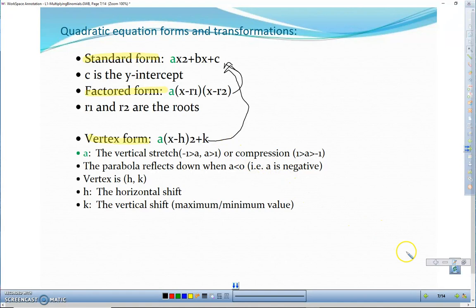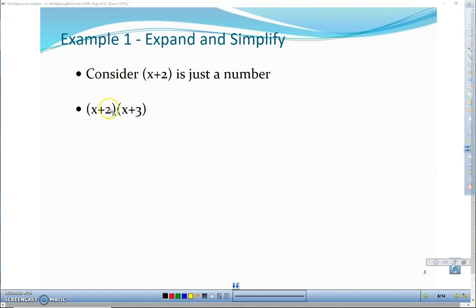Remember, the big goal in the end is to be able to look at some problems, interpret them, and solve them. And being able to convert between these forms is important. So here's our first example. We've got expand and simplify these binomials, and they're multiplying each other.